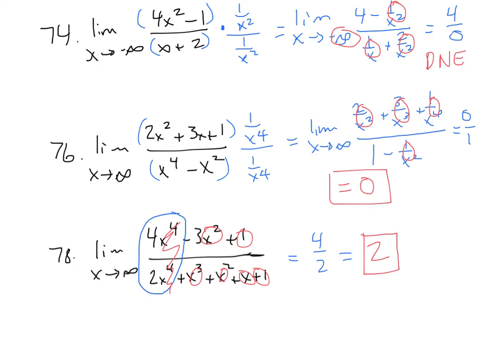So for 74, it doesn't exist because I ended up with 4 divided by 0. And the trick on that one is the highest power was on top, x squared. For 76, I ended up with 0, and that's because the highest power was on bottom, x to the 4th. For 78, I ended up with the number 2 because the numerator and the denominator had an equal highest power, an equal degree. So I look at the leading coefficients and I get 2.